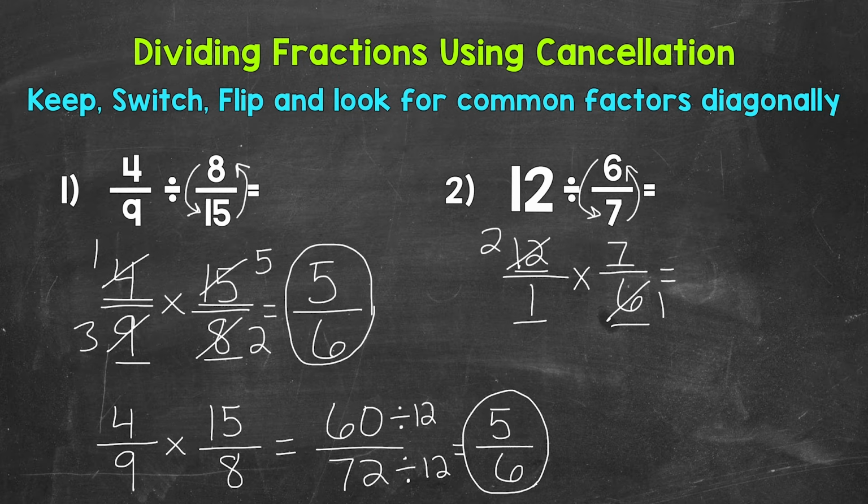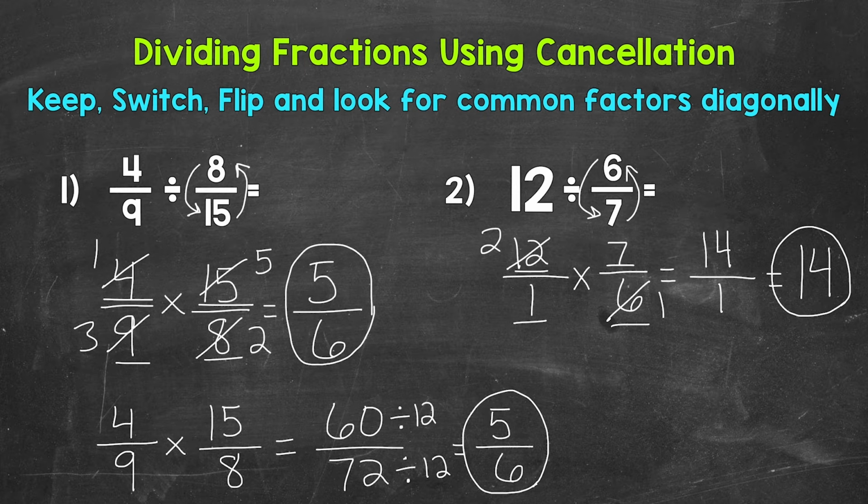Let's start with the numerators. 2 times 7 is 14. Now for the denominators, 1 times 1 is 1. So we end up with 14 over 1, which is 14. And that's our final answer. So there you have it. There's how to use cancellation when we have a division problem involving fractions.